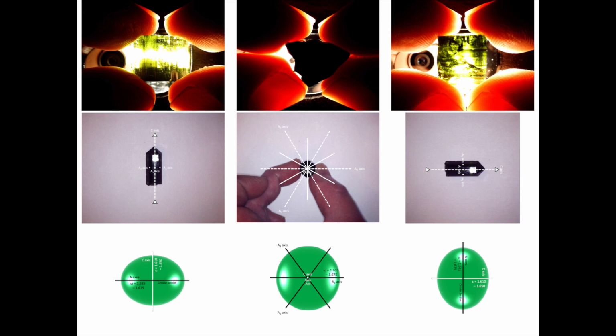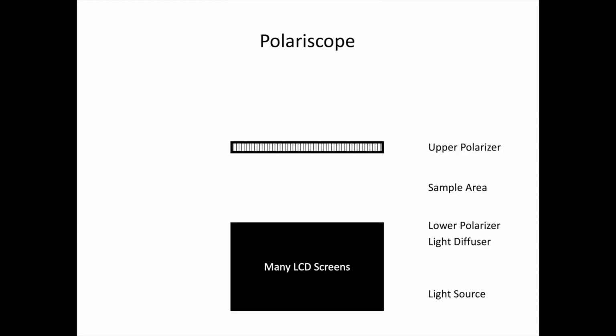So let's actually take a look at our tourmaline crystal now using a polariscope. Usually my polariscope setup uses an LCD screen as my light source, light diffuser, and lower polarizer. But it turns out in this instance, my LCD screen isn't bright enough to get enough light through our tourmaline.